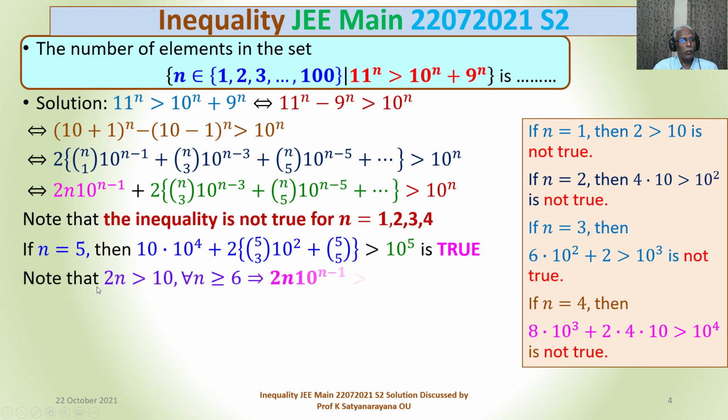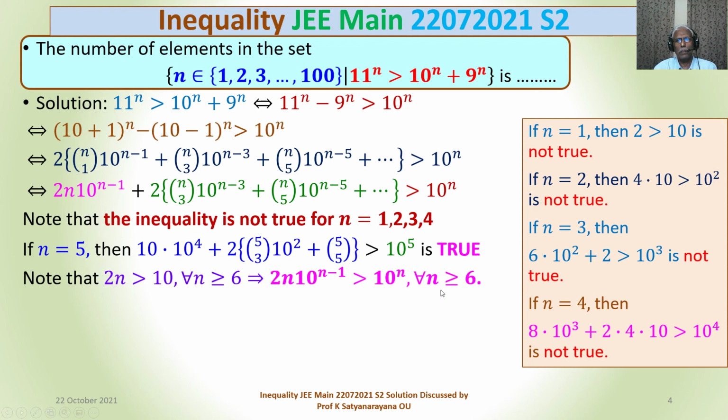Now, for n greater than or equal to 6, what happens? 2n is strictly greater than 10 for all n greater than or equal to 6. When n is equal to 6, 2 into 6 is 12, 12 greater than 10. From there onwards, for n greater than or equal to 6, 2n is greater than 10. Therefore, 2n into 10 to the power of n minus 1 is greater than 10 into 10 to the power of n minus 1, which is 10 to the power of n. So 2n into 10 to the power of n minus 1 is strictly greater than 10 to the power of n without taking any of the remaining terms.